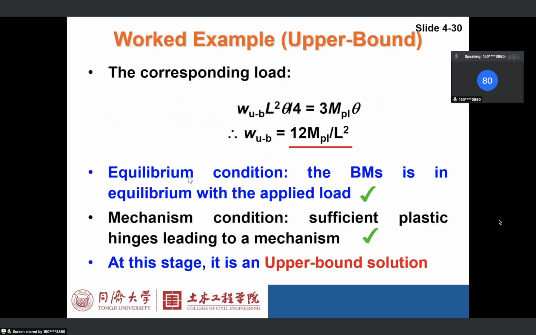Let's continue. Equilibrium condition, don't worry about that. The mechanism condition is satisfied because you have two plastic hinges to form a 2-bar mechanism. So there's no problem. It's an upper bound solution.